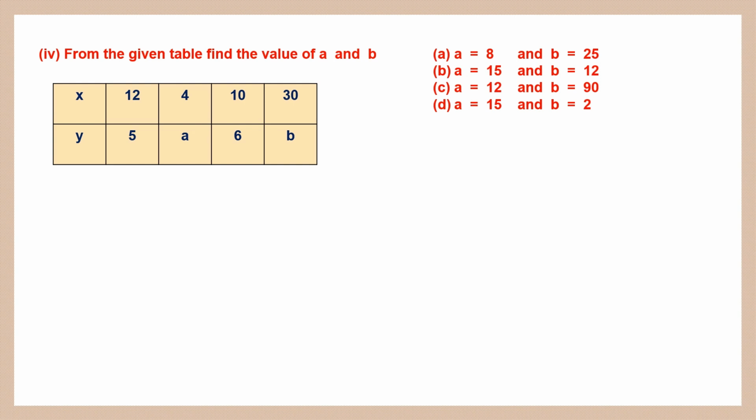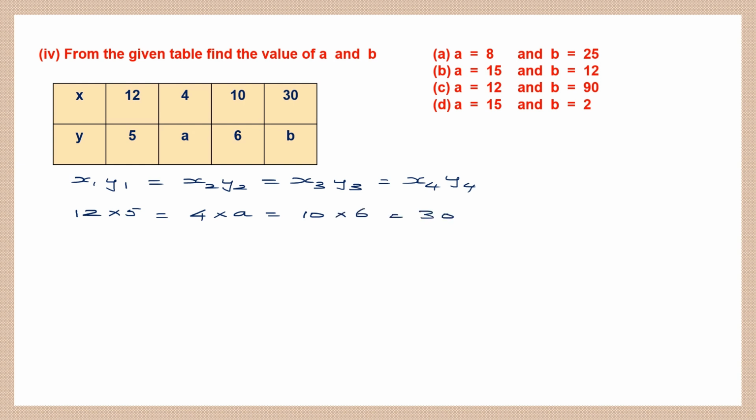Because x and y are in inverse variation, we say x1 y1 will be equal to x2 y2, which is equal to x3 y3, which is equal to x4 y4. So let's substitute. This is x1 y1, x2 y2, x3 y3 and x4 y4. So let's substitute the values here. x1 y1 is 12 into 5. This is equal to x2 y2, which is 4 into A, x3 y3 is 10 into 6, and x4 y4 is 30 into B.